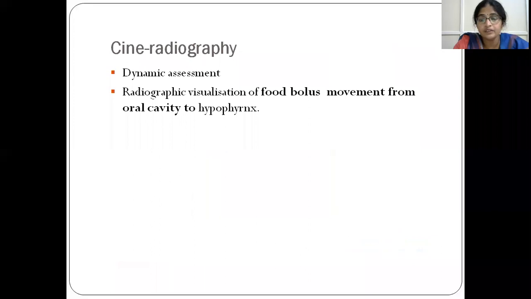Cine radiography, it is the dynamic assessment of the dysphagia. It is a radiographic visualization of the food bolus movement from the oral cavity to the hypopharynx.